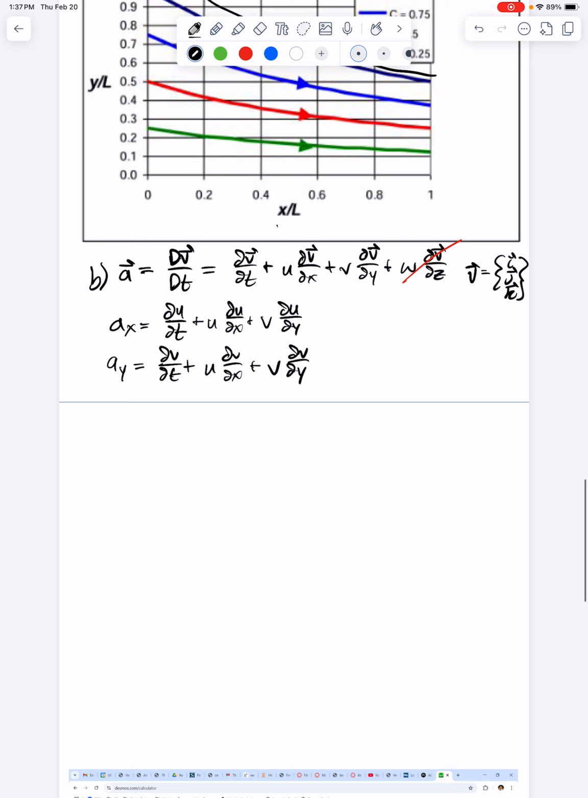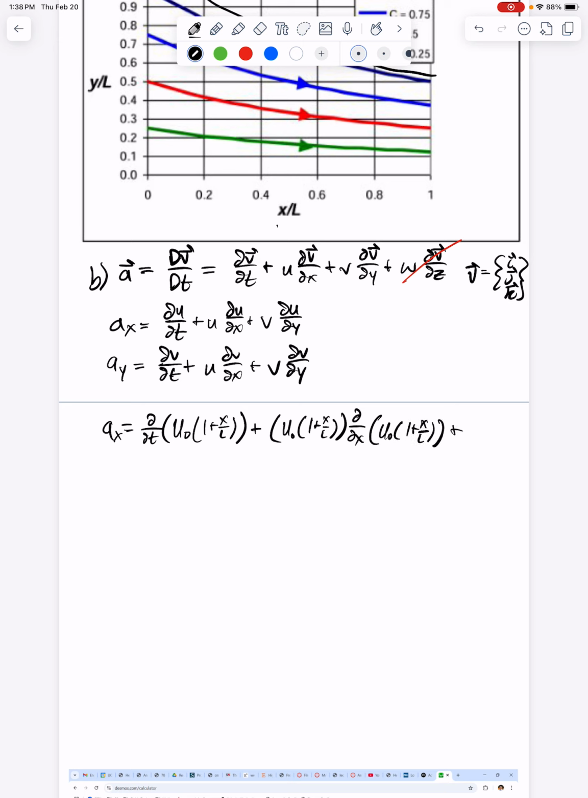We have these formulas given to us already. We're just going to plug them in now. So ax is equal to the time derivative of u, which is u naught in the velocity, times 1 plus x over L, plus u, which is u naught times 1 plus x over L, multiplied by the spatial derivative with respect to x, du/dx of u naught times 1 plus x over L.